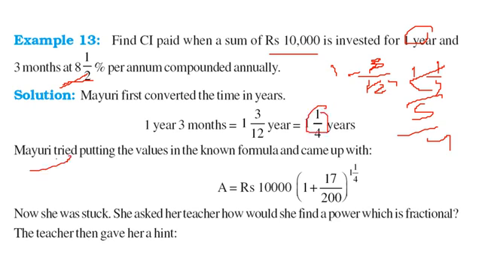So now she tried to solve this. A equal to P into 1 plus R by 100. R is this much, 17, 17/2. So 17/200 because 17/2 we have used, and the power is 5/4. Now she got stuck. How to find the power or solve when we have a power as a fraction?